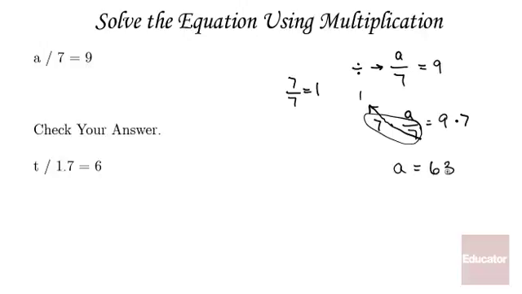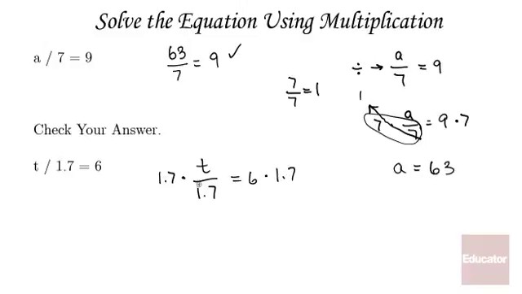Let's check our answer using substitution. 63 divided by 7 is, in fact, 9. So yes, it's correct. So a equals 63. Let's try one with a decimal. t divided by 1.7 equals 6. The opposite of dividing by 1.7 is to multiply both sides by 1.7.